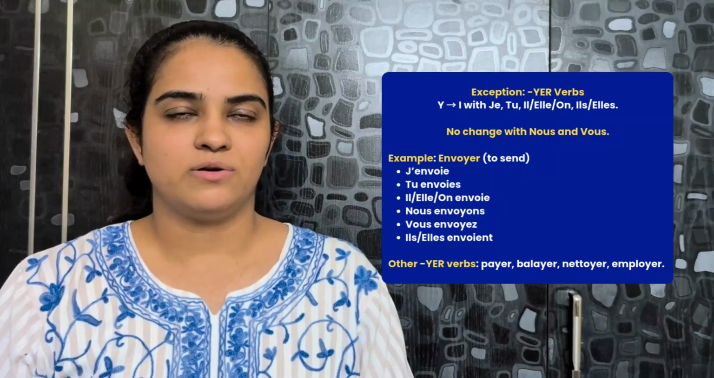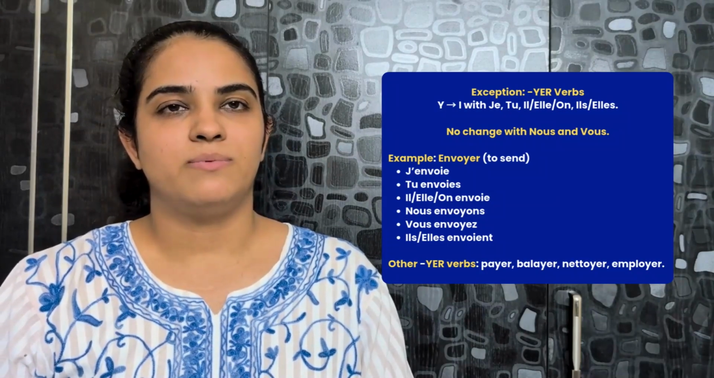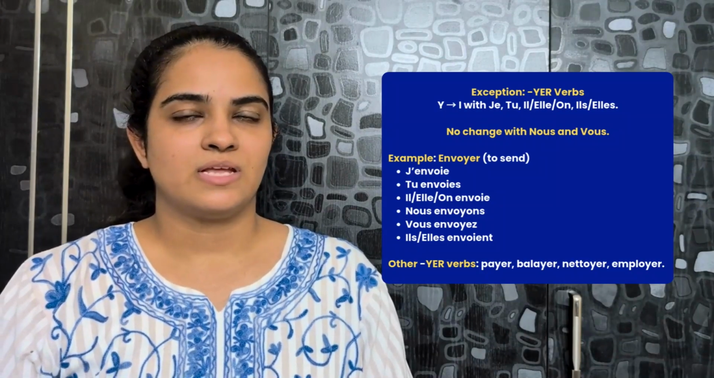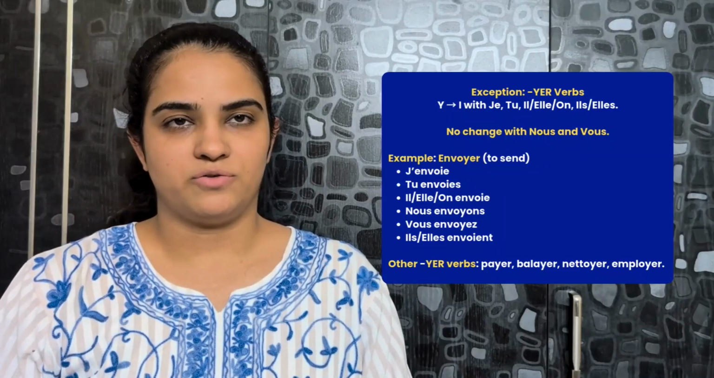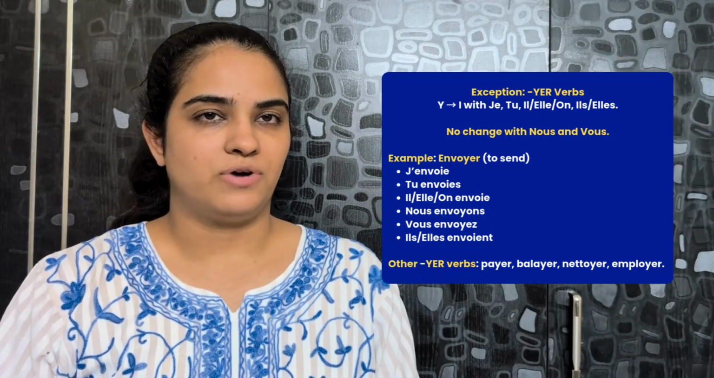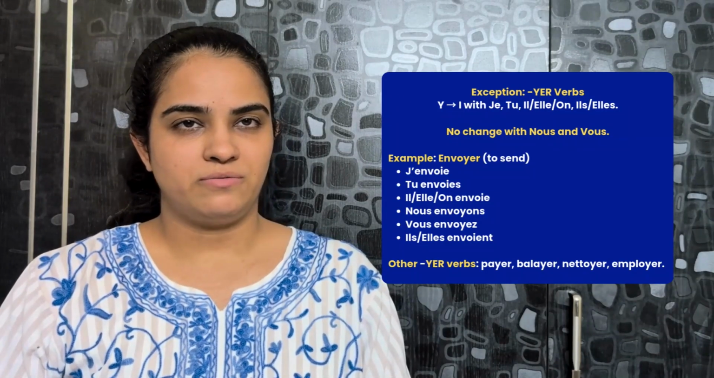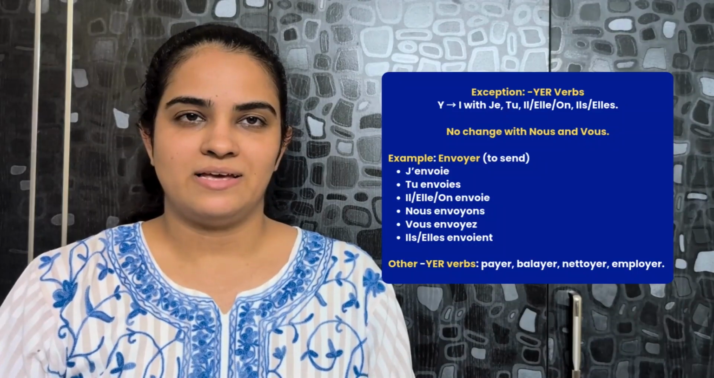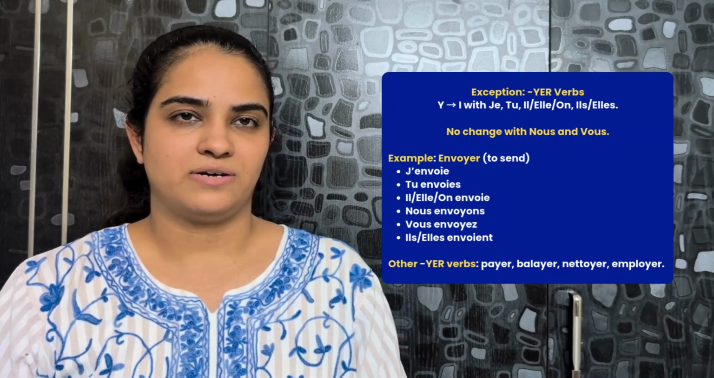So the conjugation would look something like this for a verb like envoyer. J'envoie, tu envoies, il, elle envoie, nous envoyons, vous envoyez, ils envoient, elles envoient.